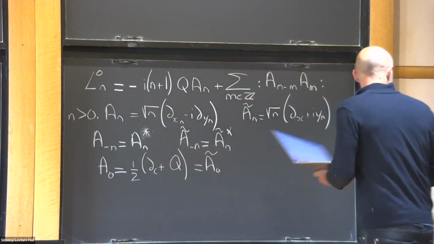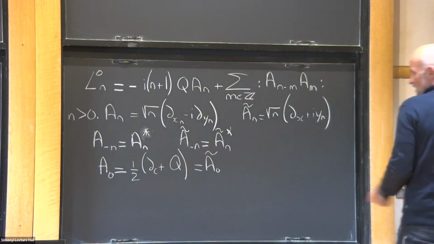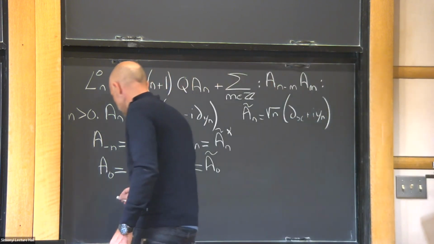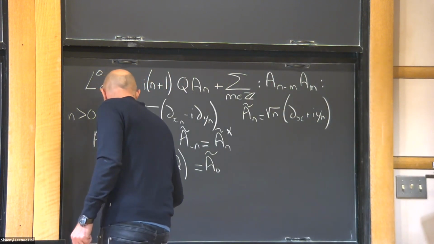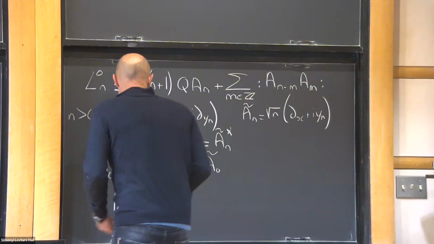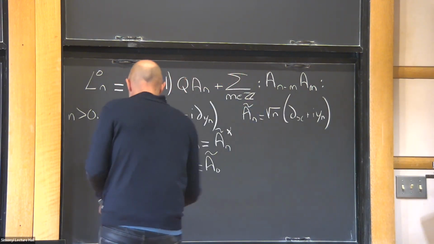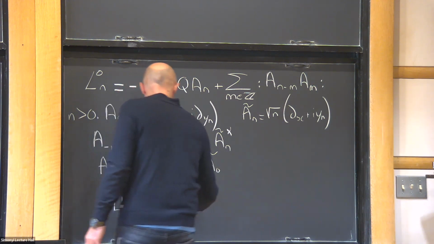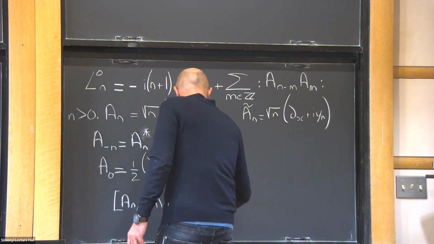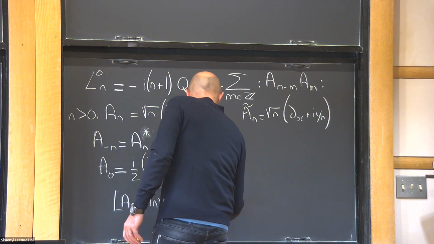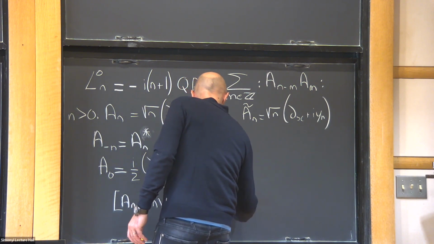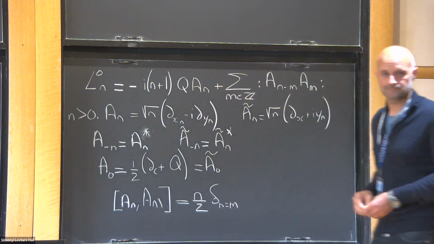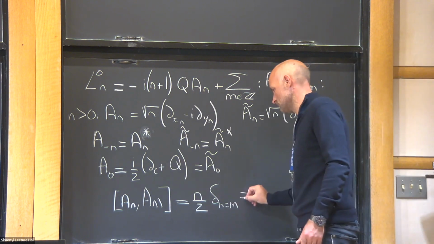Okay, so these operators actually satisfy some commutation relations. So you have the commutator of A_n and A_m, where the Lie bracket is for the commutation relation. So it's n over 2 times the Kronecker delta for n equal to minus m. And you have the same relation for A tilde.